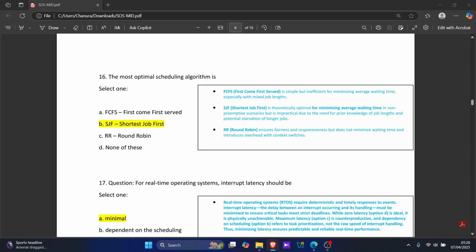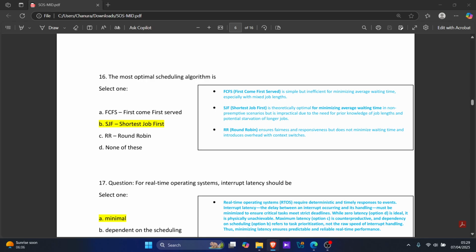FCFS stands for first come first served. It's a simple scheduling algorithm where the process that arrives first gets executed first. The problem with FCFS is that it can lead to long waiting times, especially if a long process is holding up the queue. This is called the convoy effect. So FCFS probably isn't the most optimal.